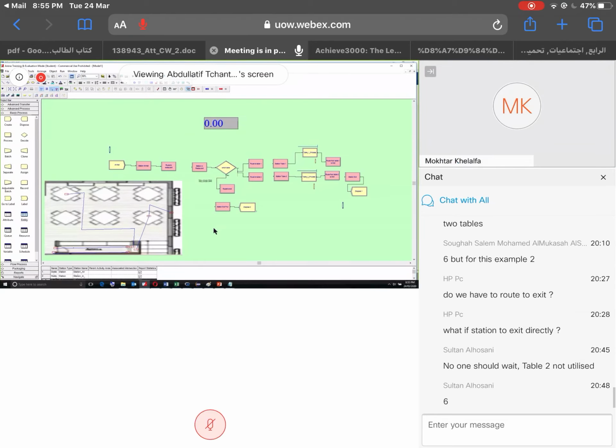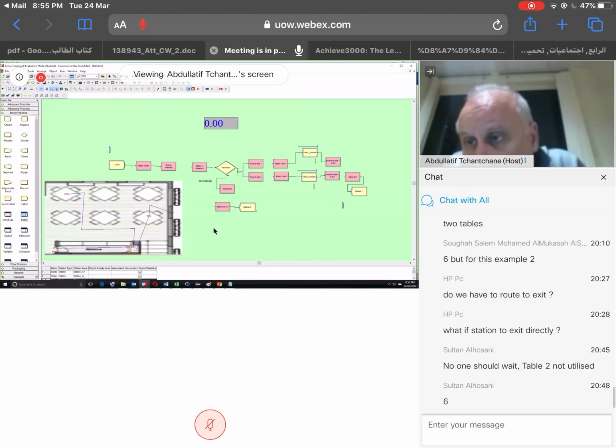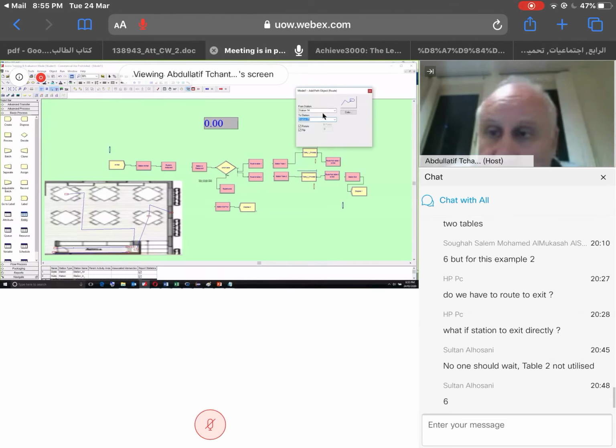Should be the same. You mean the same exit? Station exit B. Yes. Okay. Now the other one is working. Actually, if there is a mistake, here the mistake is station table 2 to exit.